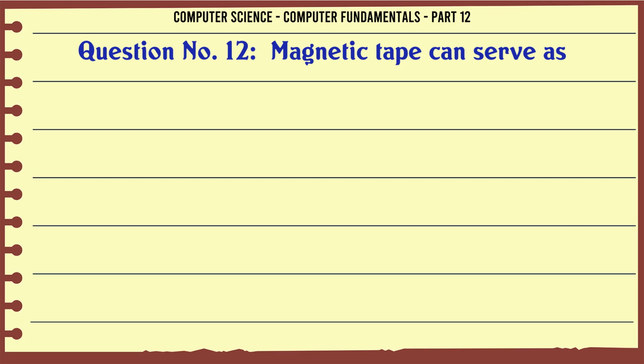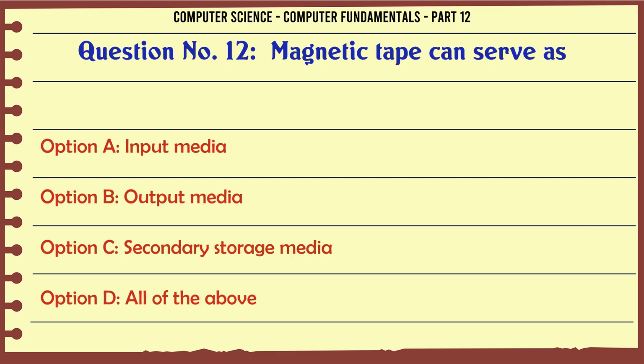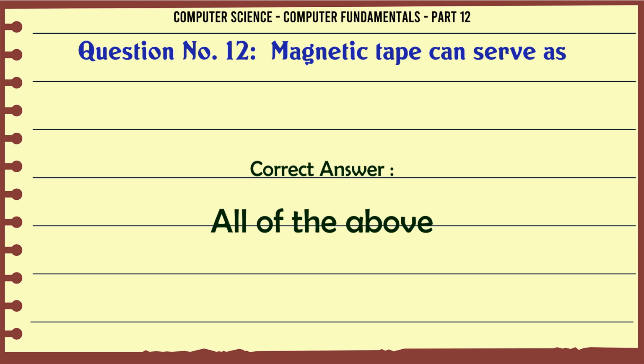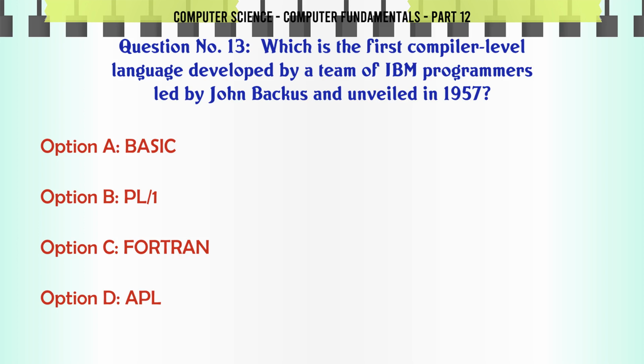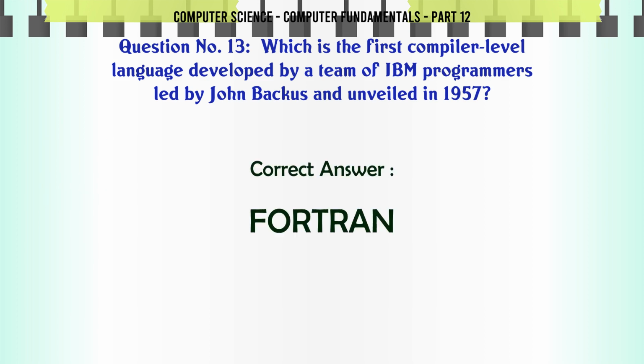Magnetic tape can serve as A. Input media. B. Output media. C. Secondary storage media. D. All of the above. The correct answer is all of the above. Which is the first compiler-level language developed by a team of IBM programmers led by John Backus and unveiled in 1957? A. Basic. B. PL1. C. Fortran. D. APL. The correct answer is Fortran.